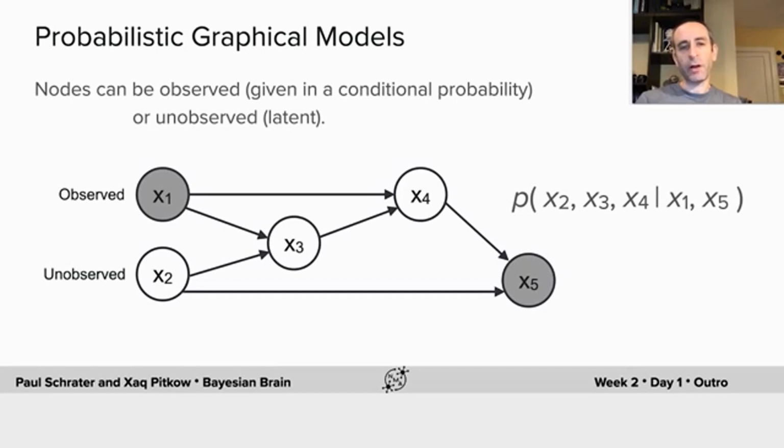Now those probabilistic graphical models have two different types of nodes. You can have an observation of a node, in which case we color it gray, and it would be given in a conditional probability, or latent or unobserved when we color it white. So then we can write down a probability, still structured, of the latent variables given the observed ones, p of x2, x3, and x4, given x1 and x5. And this would still be structured according to the graph that you see here.